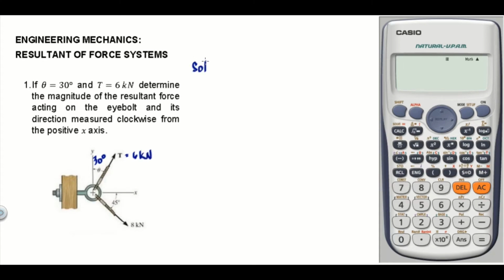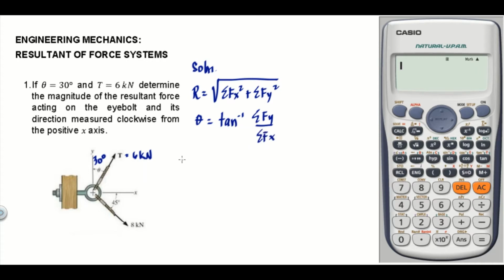Okay, let's solve the magnitude of the resultant force. R is equal to the square root of the summation of forces along x squared plus summation of forces along y squared. And the direction or the angle is equal to the inverse tangent of summation of forces along y over summation of forces along x. And let's solve for the summation of forces along x.